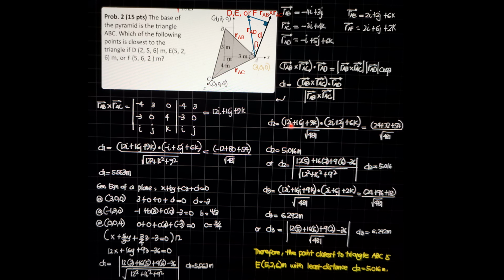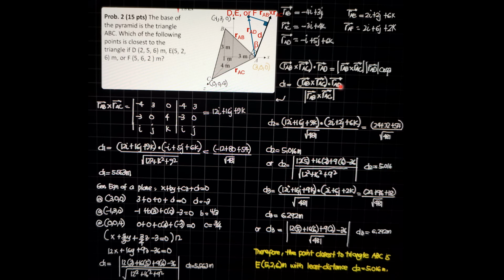For distance 2, that is RAB cross RAC dot RAE over the magnitude of RAB cross RAC, square root of 481. So 12 times 2, 24, plus 16 times 2, that is 32, plus 9 times 6, 54, over square root of 481, and that's 5.016 meters. Using this alternate formula, 12 times 5 plus 16 times 2 plus 9 times 6 minus 36 over square root of 481, that's also 5.016 meters, so it's the same.